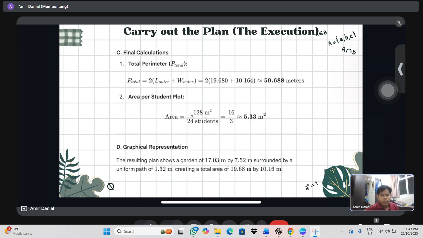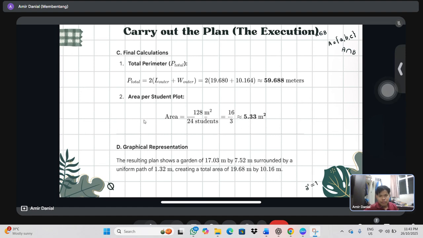Step 2, we need to find the area per student plot. So the area is 128 meters square, divided by 24 students, and it is equal to 16/3. So 16/3 equal to 5.33 meter square.